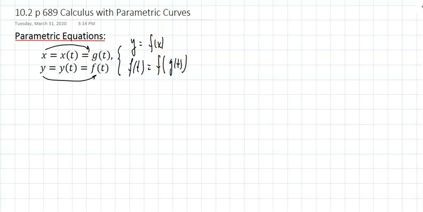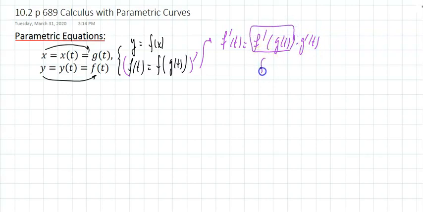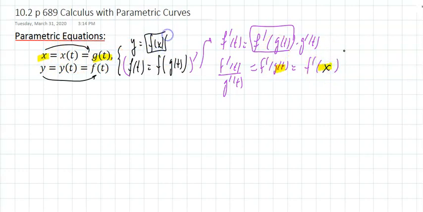And if I want to take a derivative of this, I will get f prime of t equaling the derivative by that chain rule times g prime of t. So if I solve for f prime of g of t, that would be f prime of t divided by g prime of t. And this f prime g of t is actually my x, which is initially what I wanted.